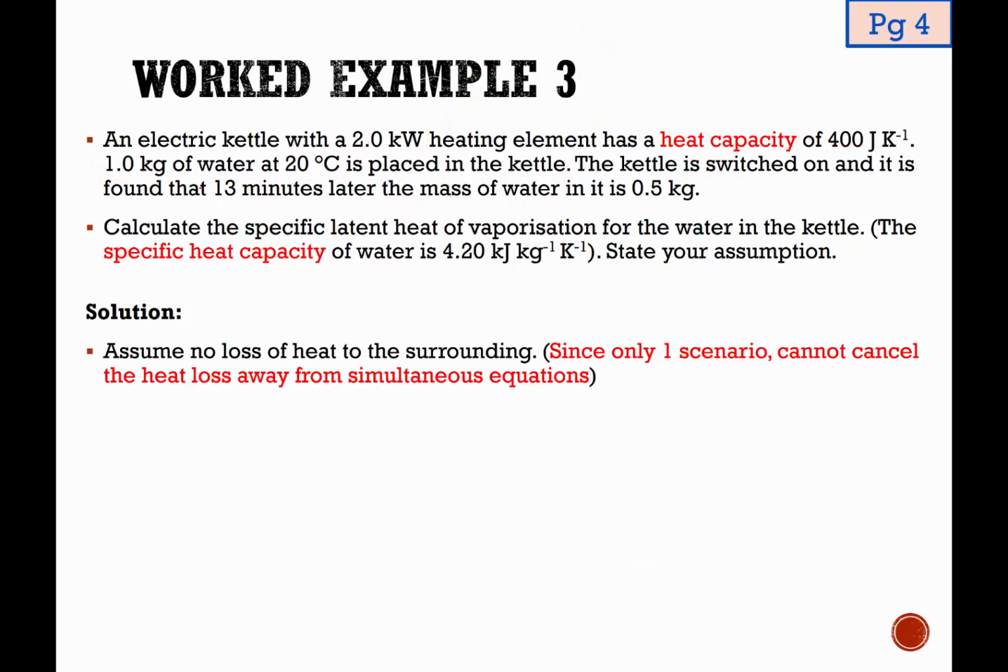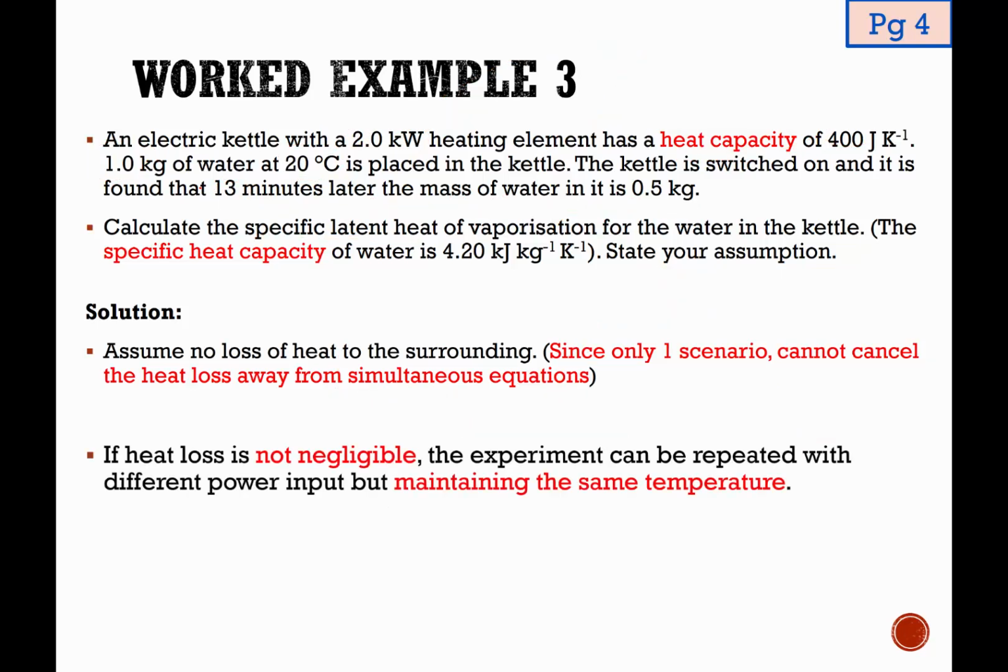Okay, so now moving on, as I mentioned just now, we are assuming there's no heat loss to the surroundings. If heat loss is actually not negligible, then the experiment must be repeated with a different power input perhaps, but maintaining the same temperature. Why do we need to maintain the same temperature? Because theory tells me that the rate of heat loss is by right proportional to the difference in temperature.